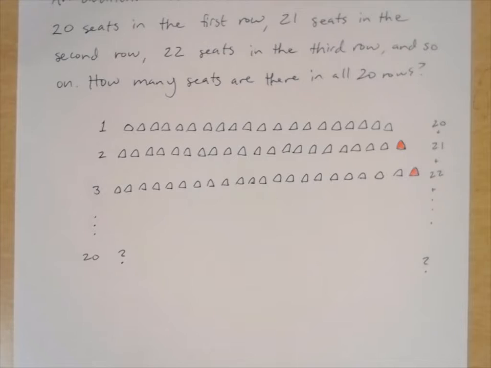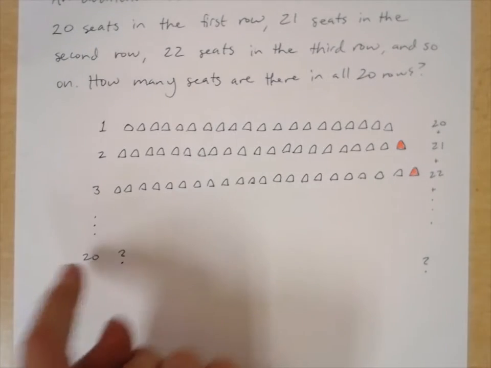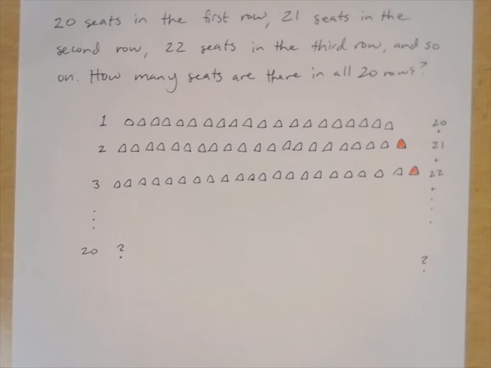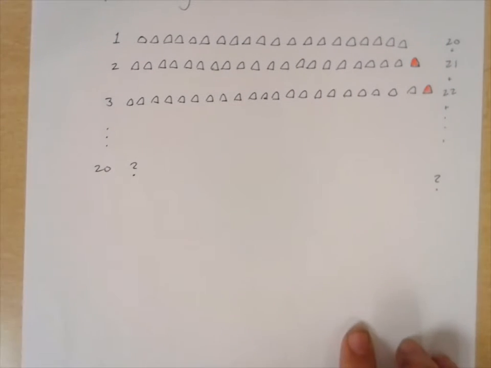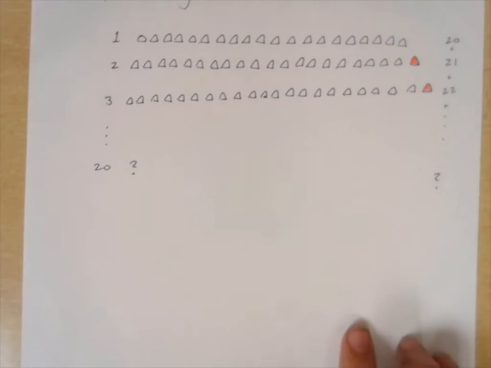But what we can do here is use our knowledge of arithmetic sequences to find the sum. The first thing we need to know is how many seats are there in the 20th row. Because to find sums, remember, we need to have a beginning and an end. Right now, we don't have an end. We don't know how many seats are in this last row, so we can't do the sum yet. However, we can find the number of seats in the 20th row if we create a formula and then plug 20 in for our end value.